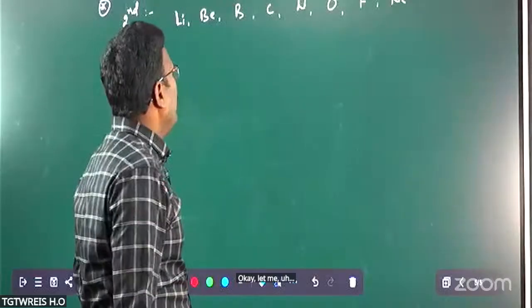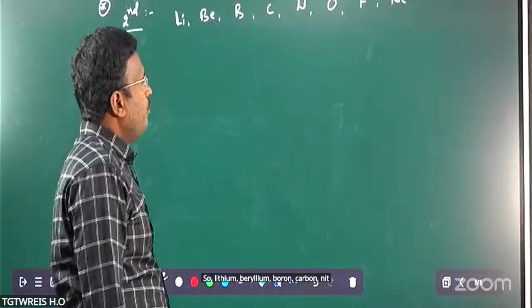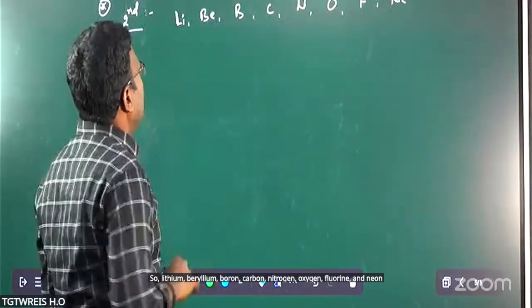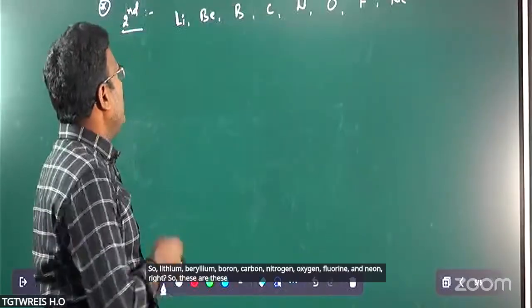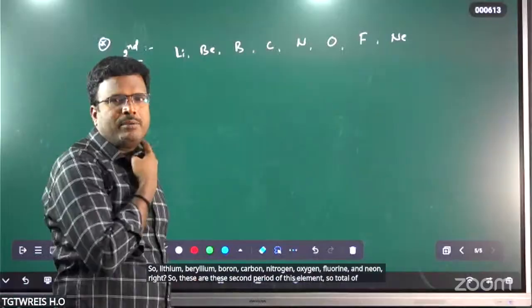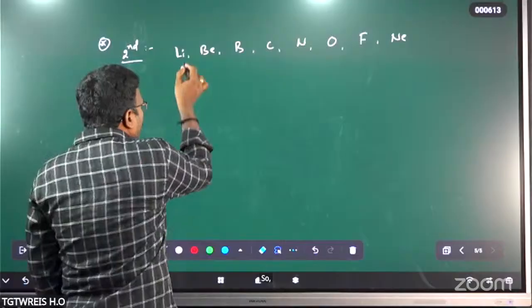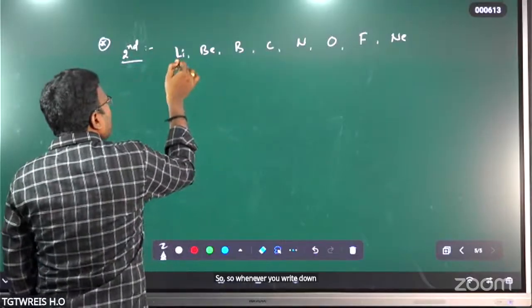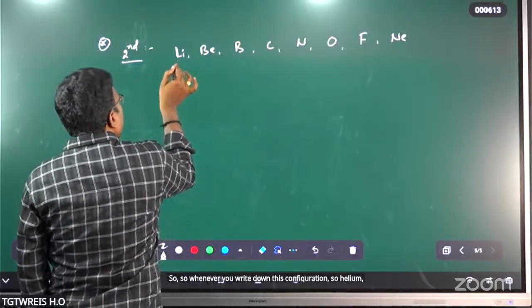So lithium, beryllium, boron, carbon, nitrogen, oxygen, fluorine, and neon, right? These are the elements of the second period. So total how many elements are there? 8 elements. Whenever you write down this configuration, so helium, lithium, what is the atomic number of lithium?